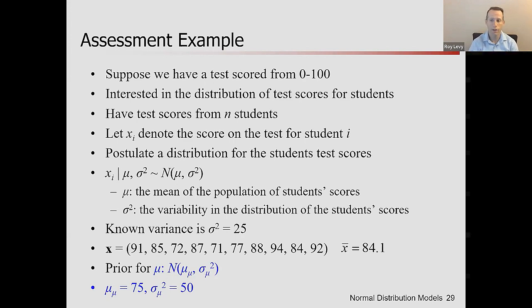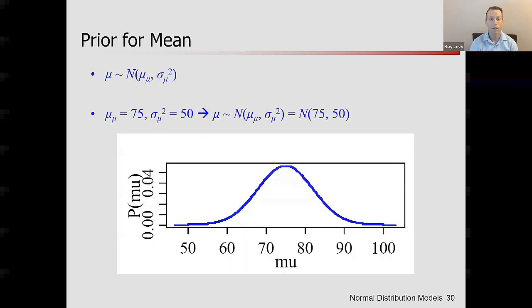To conduct a Bayesian analysis, I need a prior distribution for my unknown parameter. In this case, a normal prior distribution for the unknown parameter mu. And I am going to adopt a normal prior that has a mean of 75 and variance of 50. Here's what that looks like. Here is a normal distribution with mean of 75 and variance of 50. This is my distribution reflecting my beliefs about the unknown parameter mu.